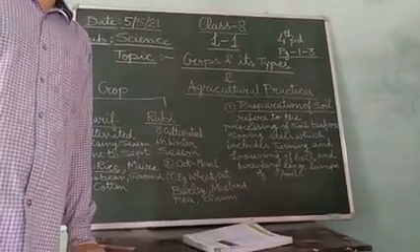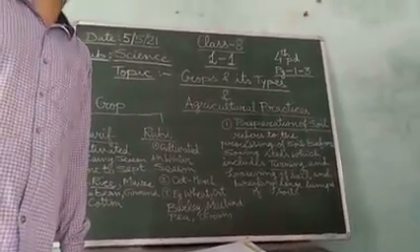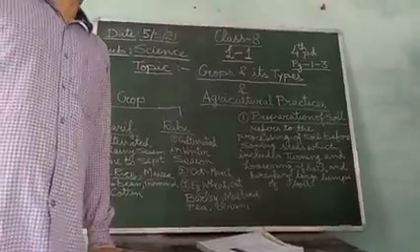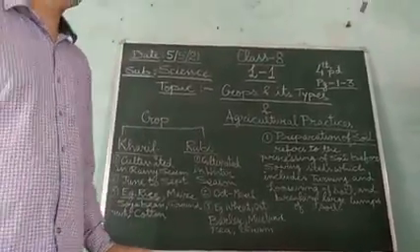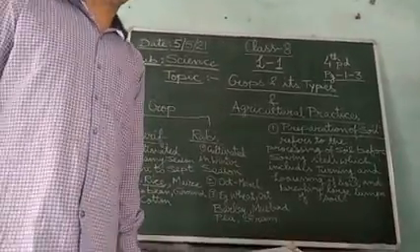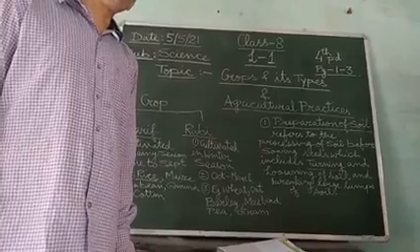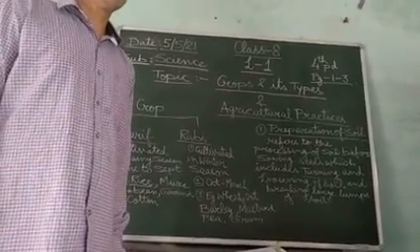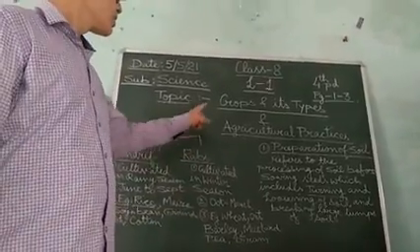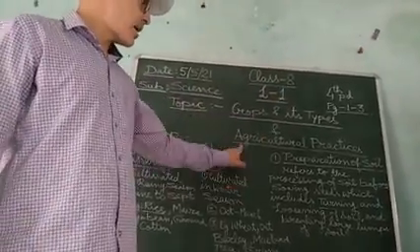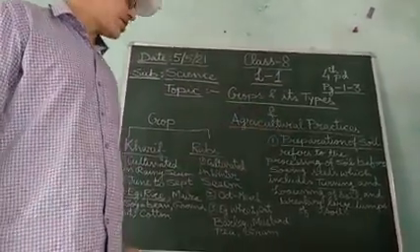But in this chapter, we will be mainly discussing the importance of food as well as the various agricultural practices which are performed by the farmers while cultivating the crop plants in the field. So now let us start with today's topic for explanation, which is crops and its types and the agricultural practices.